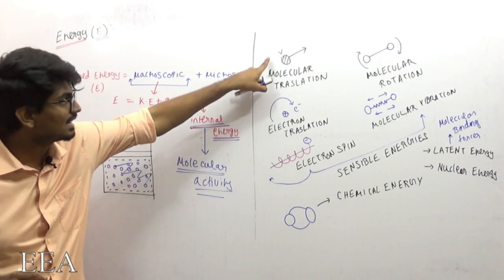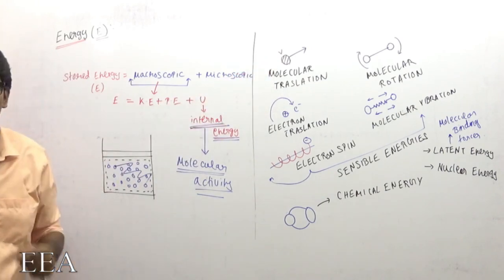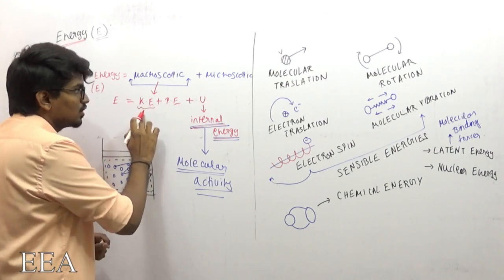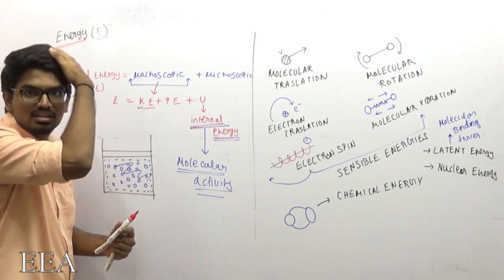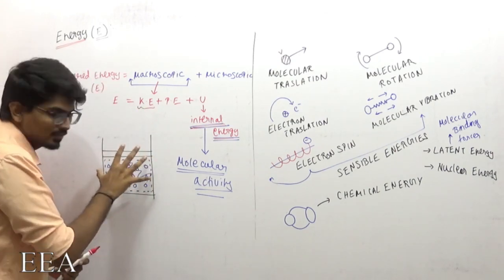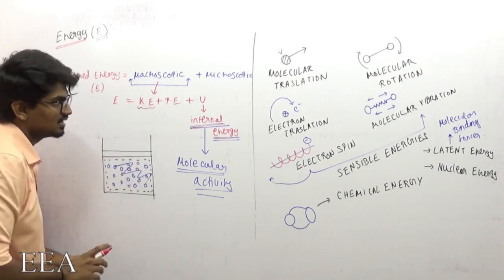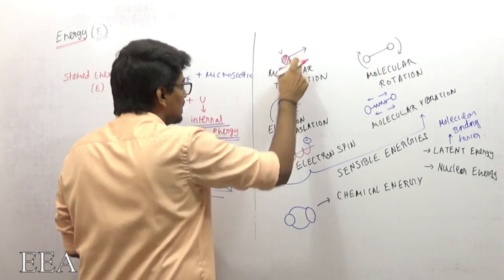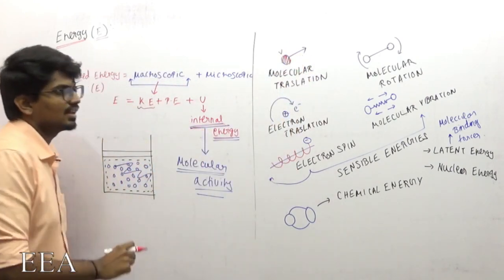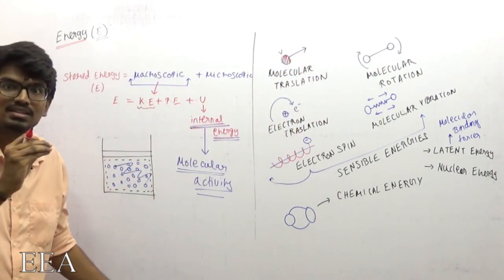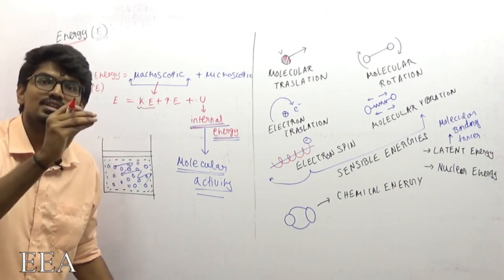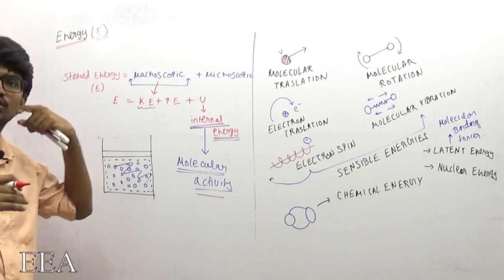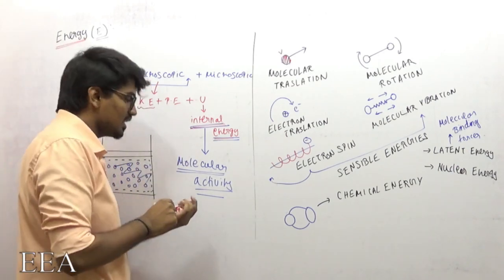That kinetic energy will be included in the internal energy. Listen carefully. This kinetic energy is the macroscopic form of kinetic energy, which means I am considering the total body as a whole. If I measure kinetic energy for a single molecule, then it will be included in internal energy. So the kinetic energy associated with molecules has to be taken in internal energy.